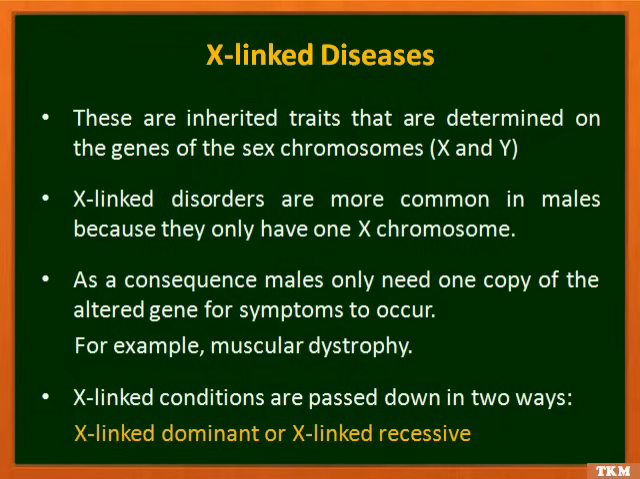X-linked diseases are inherited traits that are determined on the genes of the sex chromosomes, that is X and Y chromosome. X-linked disorders are more common in males because they only have one X chromosome. As a consequence, males only need one copy of the altered gene for symptoms to occur. Example is muscular dystrophy. X-linked conditions are passed down in two ways: X-linked dominant or X-linked recessive.